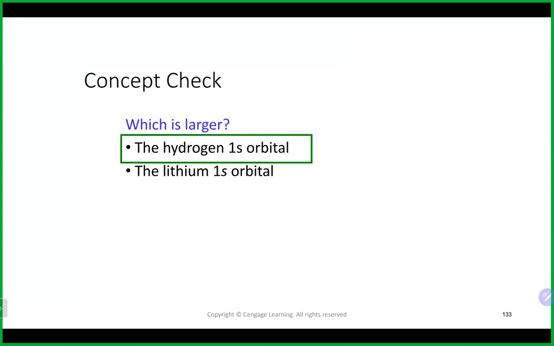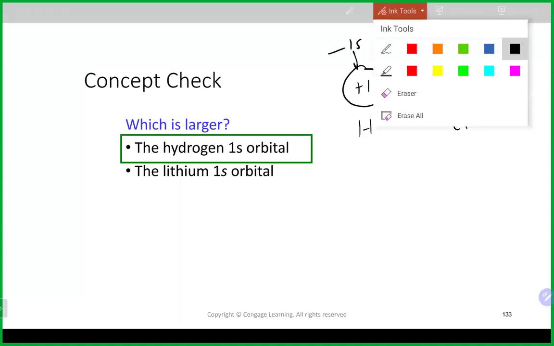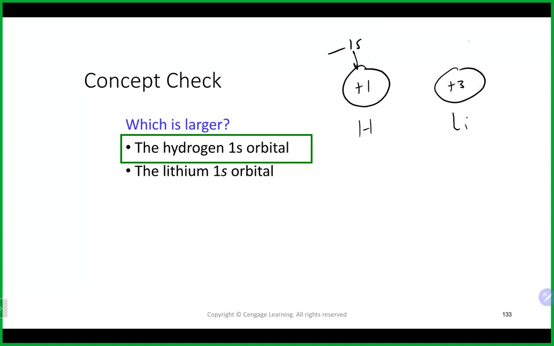Which one is a larger orbital there, the hydrogen 1s orbital or the lithium 1s orbital? The hydrogen is a larger 1s orbital, and that's because of the positive charge of those nuclei. Hydrogen has one proton, which is a +1 charge. Lithium has three protons, which is a +3 charge. So when we talk about our 1s orbital there, remember the attraction between charges increases with size. Because this is only a +1 charge, it does not pull in as close as what's going to happen with the 1s orbital here in lithium.